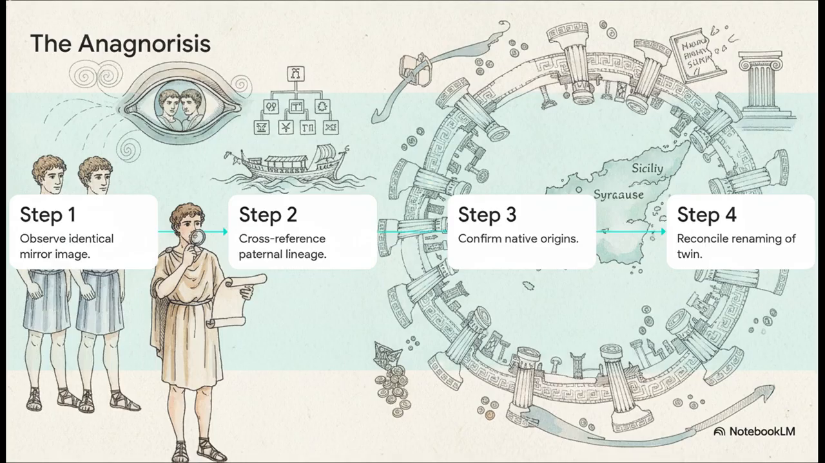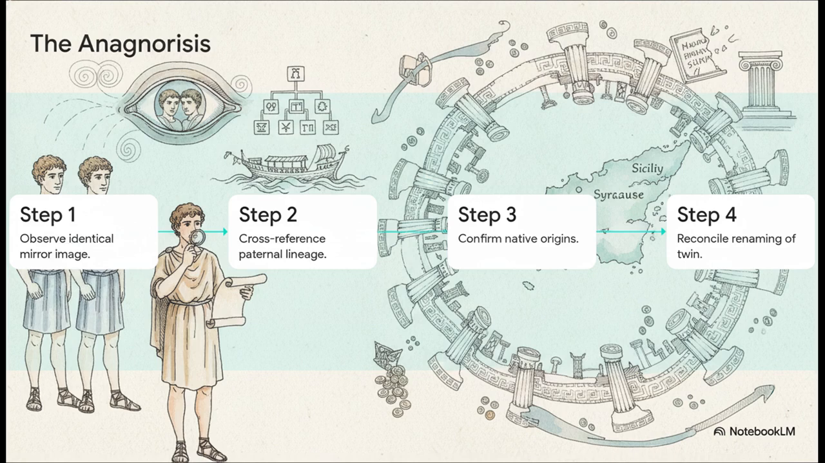It all builds up to the anagnorisis, that grand recognition scene. It's essentially a rigorous logic puzzle solved by our clever slave Menaechmi. When the two brothers finally stand in the same room, Menaechmi walks through a step-by-step deconstruction of their past. First, he points out the obvious. They look like identical mirror images.